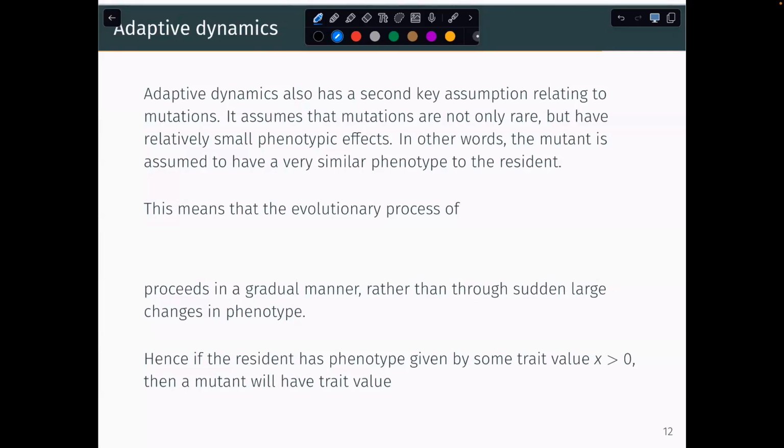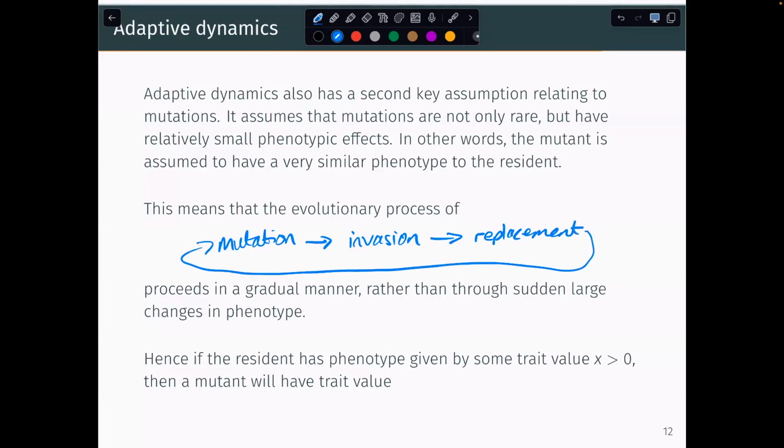What this means then is we've got this process that we're iterating over where we start with a mutation. And then if it is able to invade, then it invades. We have invasion, or at least it's tried to invade. And then if it is successful, then it replaces the resident. And then we go back to the start. We have a new mutation.